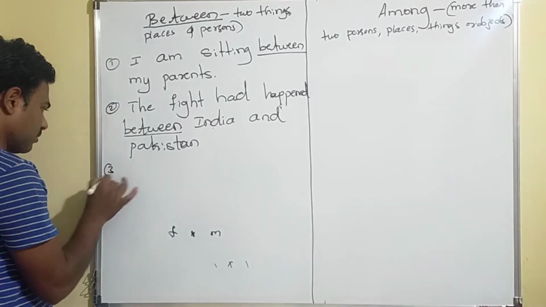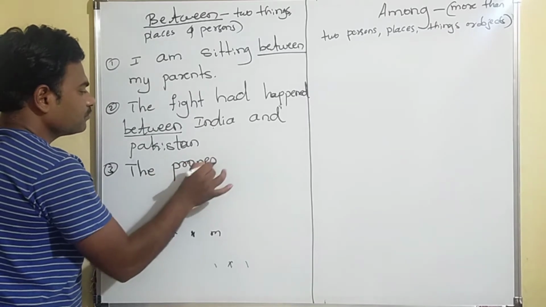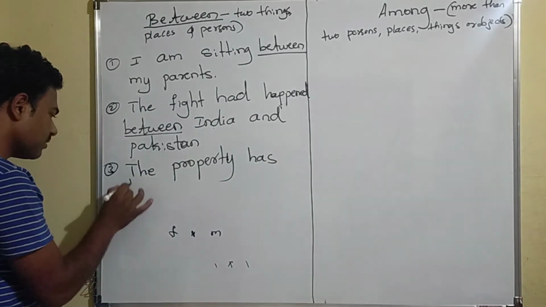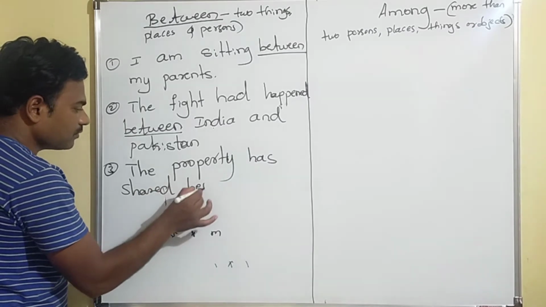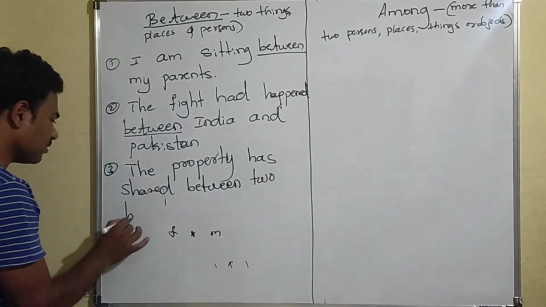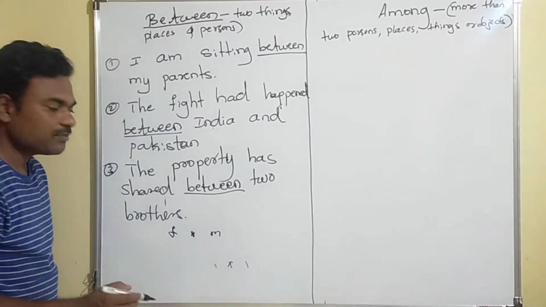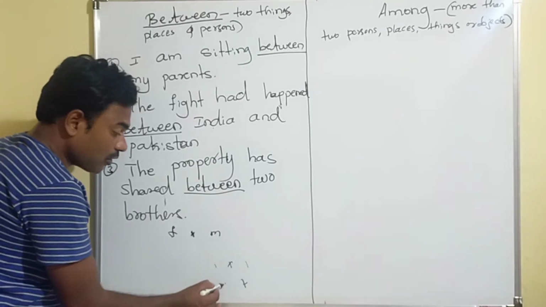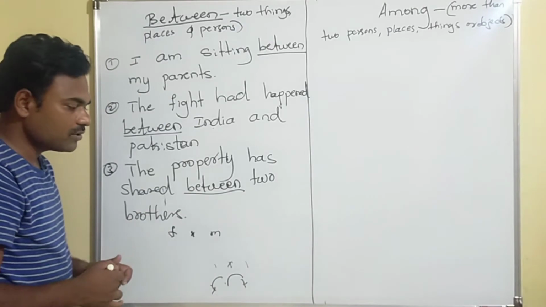Another example, the property has been shared between two brothers. The property has been shared between two brothers, Rama and Lakshmana. These are two brothers. The property is shared between Rama and Lakshmana. That time we use between.